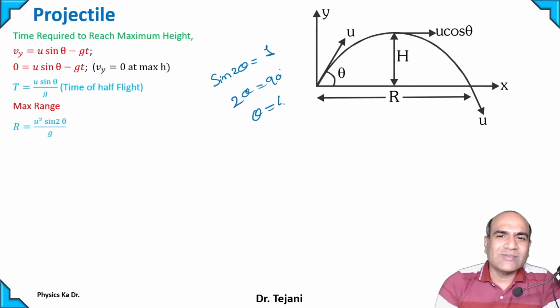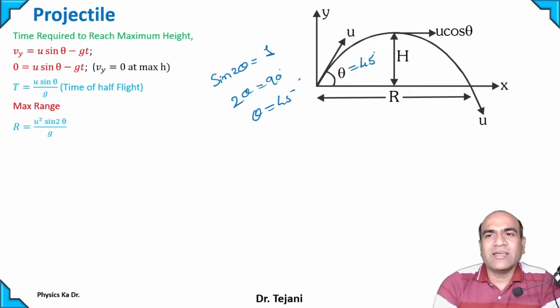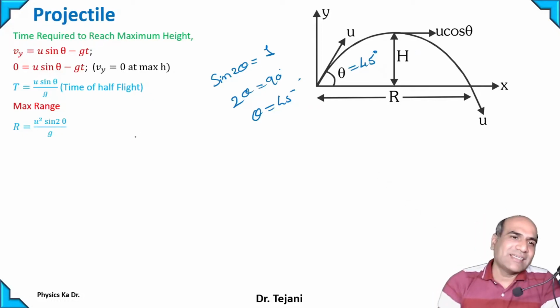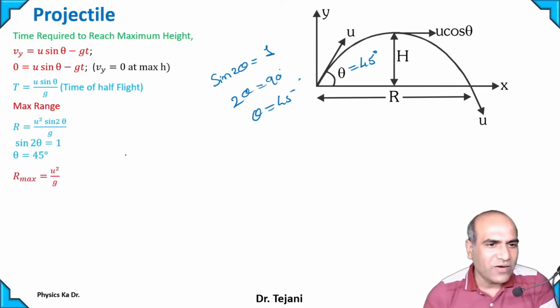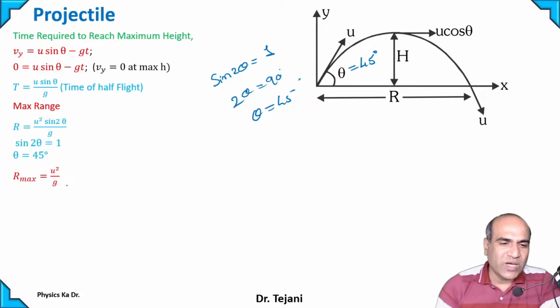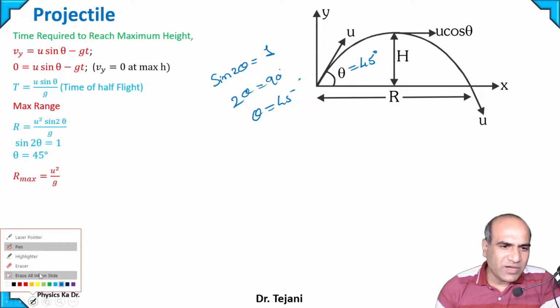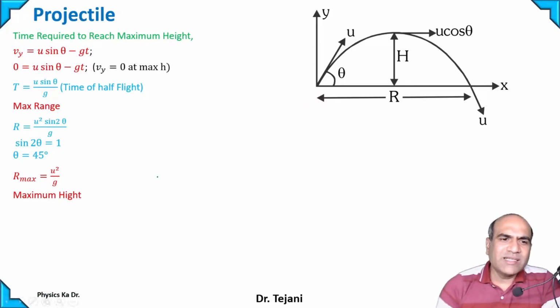That means theta is equal to 45 degree. So if you hit a ball at 45 degree, it travels maximum. The range becomes maximum at theta equal to 45. R maximum is equal to u square by g. It may be possible that we want the maximum height.